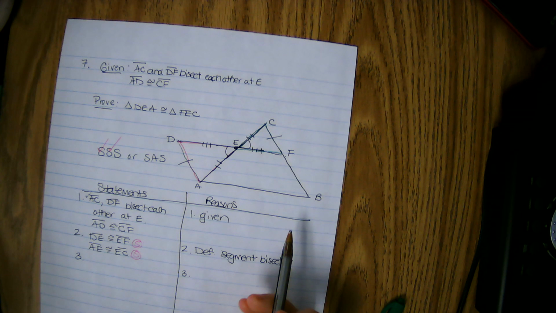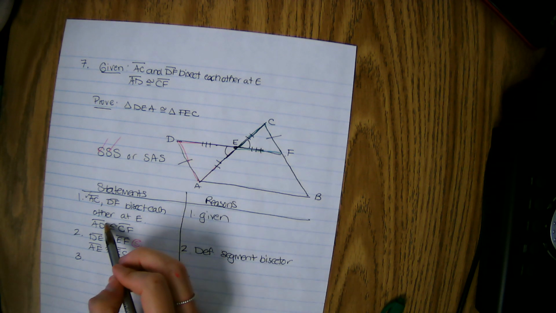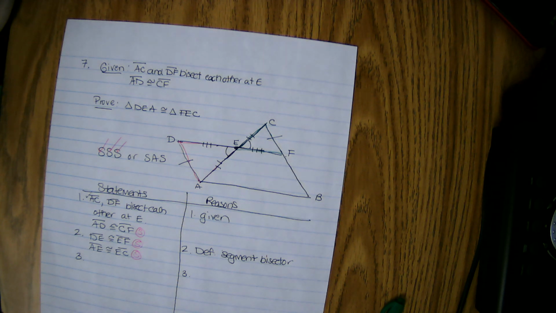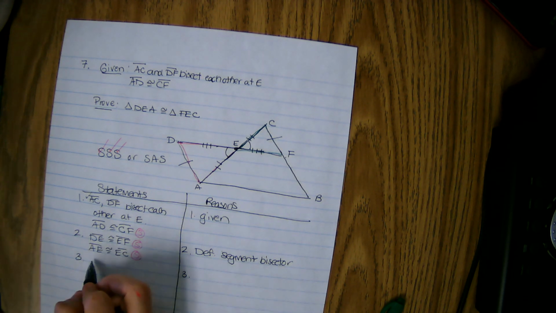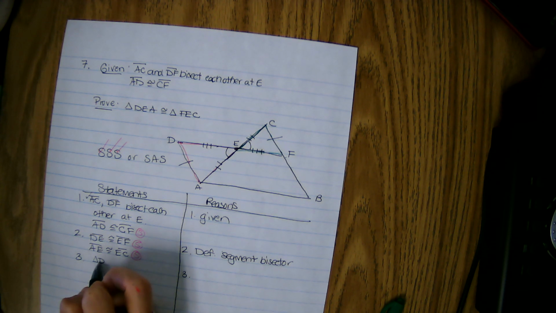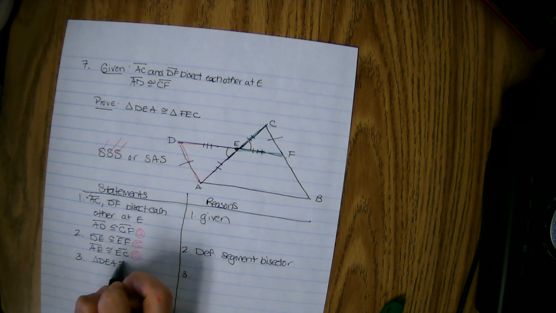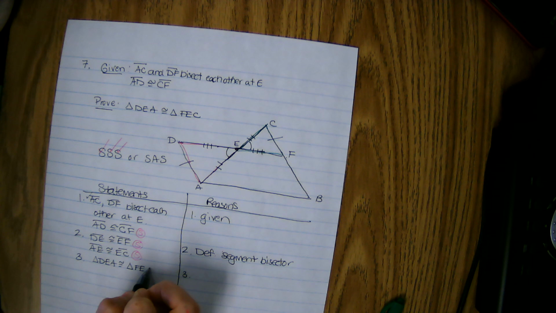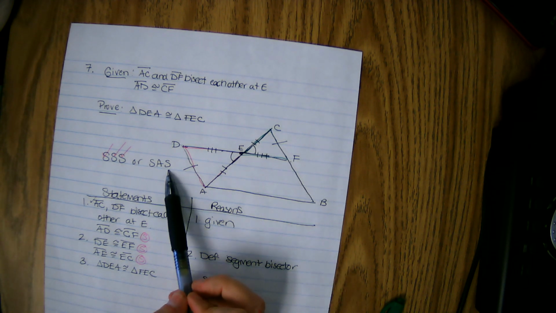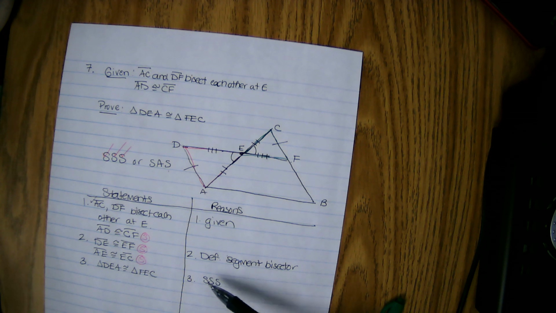All right, so far now that gives me two pairs of sides. I need a third pair. So it looks here I have segment AD is congruent to segment CF. That gives me my third pair of sides. So a nice short proof here. Now that I have my three pairs of sides, I can say triangle DEA is congruent to triangle FEC by side, side, side.